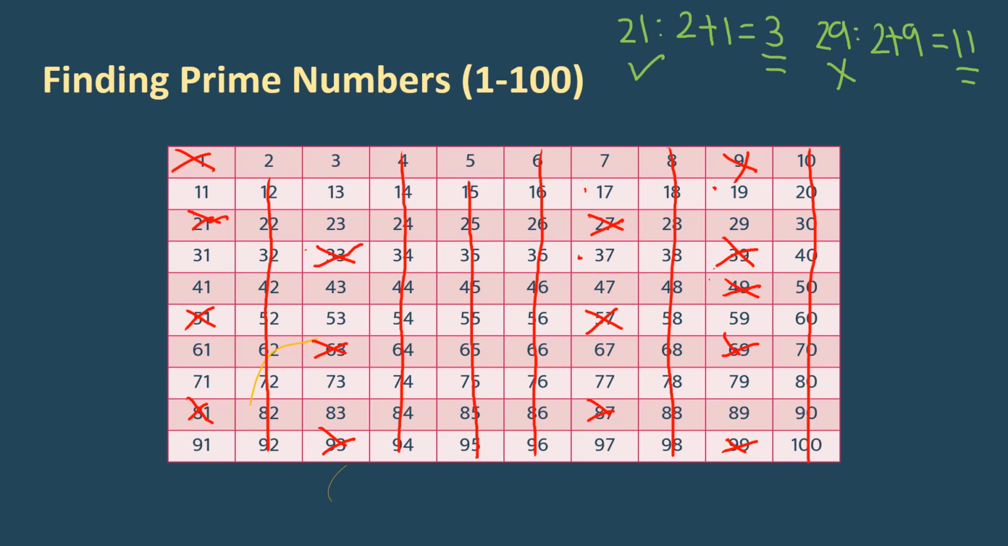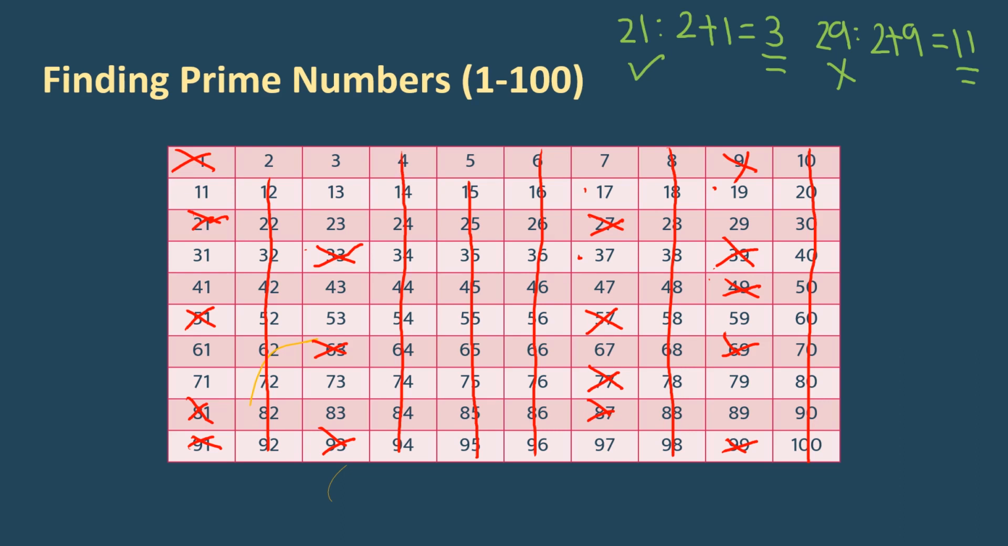53 is not divisible by 7. 59 is not divisible by 7. 61 is not divisible by 7. 67 is not divisible by 7. 71 is not divisible by 7. 77 is divisible by 7, because 77 divided by 7 is 11. 79 is not. 83 is not. 89 is not. 91 is divisible by 7, so we're going to remove 91. And 97 is not divisible by 7, so we have found all the multiples for 7.